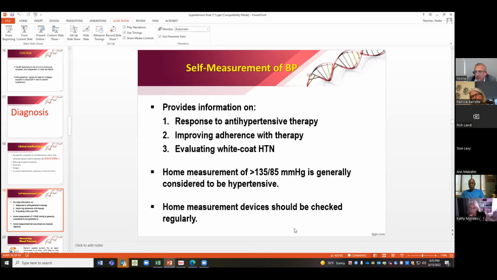The other thing is, for a lot of these new electronic devices, make sure you check the batteries and change the batteries regularly. Regularly means don't let the battery just run down. Usually if you lose 50% of the battery, the sensitivity of the machine goes down significantly, and you may be getting numbers that may not be quite accurate.